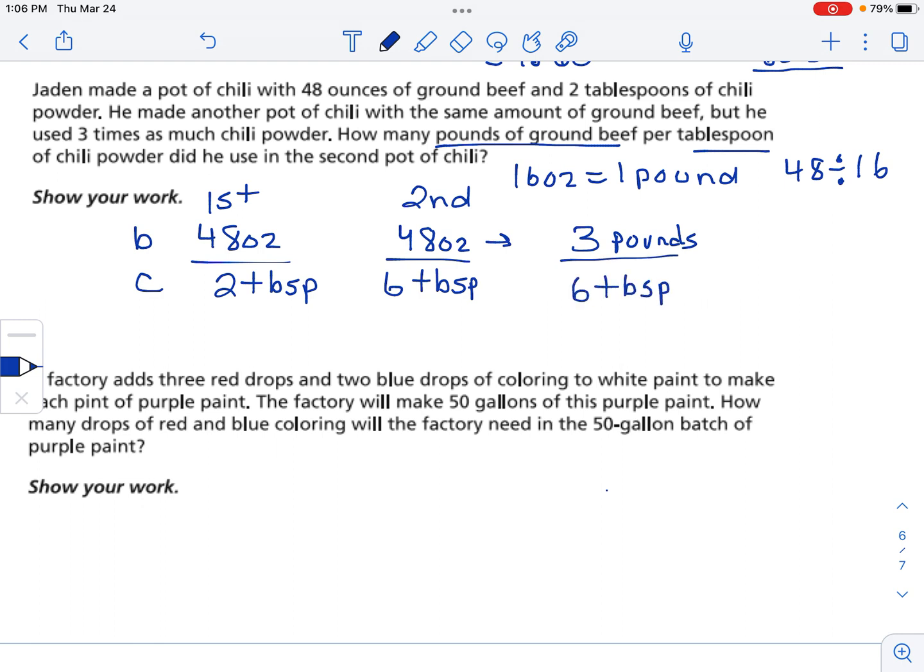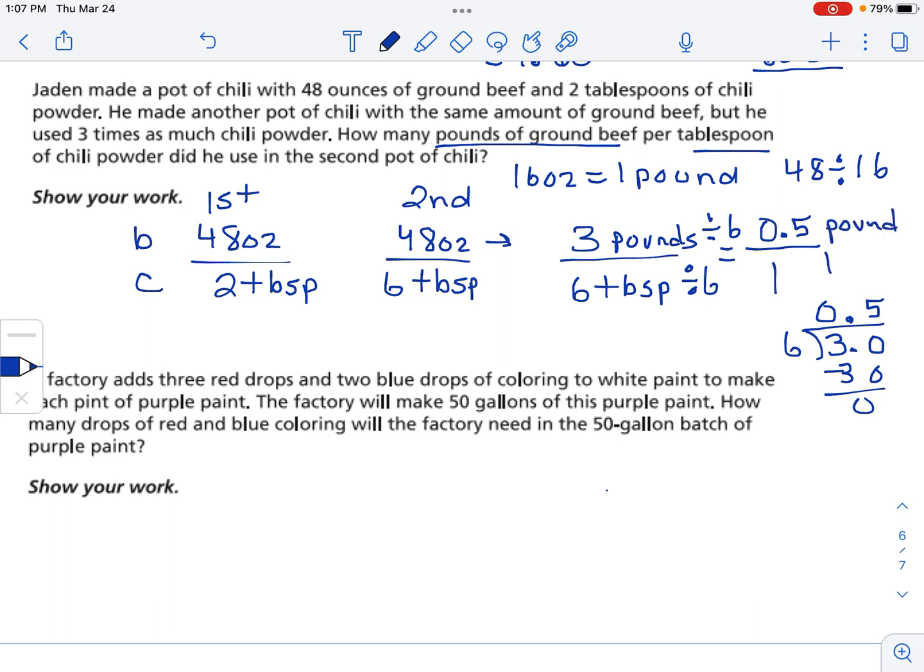Now we want to divide and figure out how much per tablespoon. That means the tablespoons needs to equal 1. So I'm going to divide the tablespoons by 6. We also need to divide the pounds by 6 as well. 3 divided by 6 would look like this for long division. I'm going to add a decimal point and a 0. 6 goes into 3 0 times. Bring your decimal point up. 6 goes into 30 5 times. Exactly. Right, so that means our ratio is 0.5 or 1/2 pound per tablespoon.